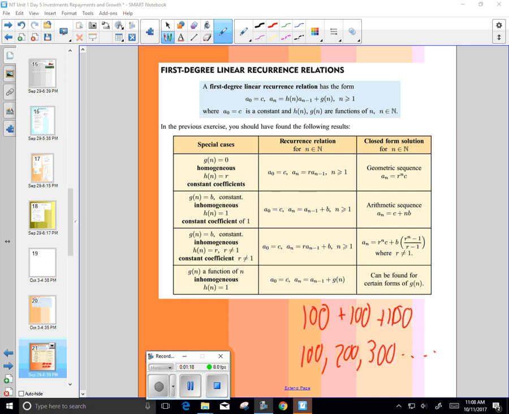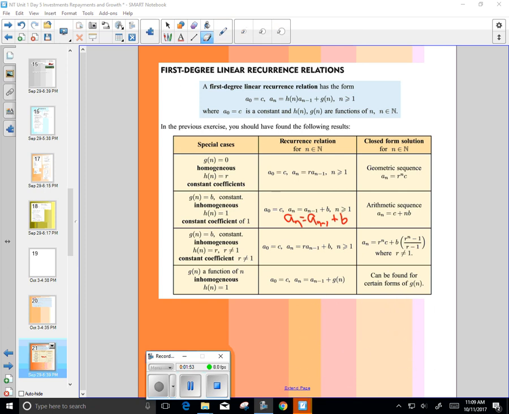And so if you look at it from a mathematical recursive form, all you're doing to get the next one is you take the previous amount that you have and add that $100. That's arithmetic. So notice it's a of n is equal to a of n minus 1 plus b. And by the way, this is a degree what? 1, right?